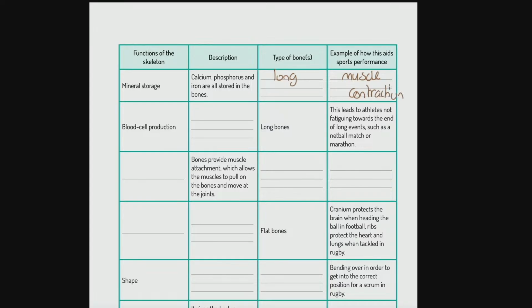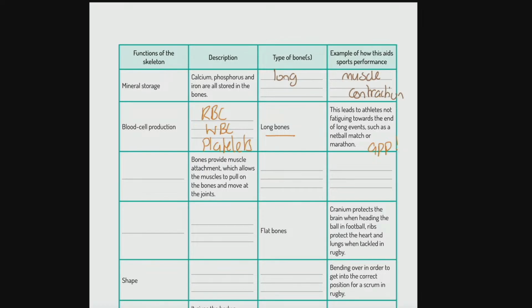Okay, blood cell production, we are talking here about numerous types of cells. We're talking about red blood cells through erythropoiesis. We're talking about white blood cells, which are important for immunity. We're also talking about the cell fragments of platelets, and that is done in long bones, and this leads to athletes not fatiguing towards the end of long events. Notice, we are applying again. You need to do that in your answers.